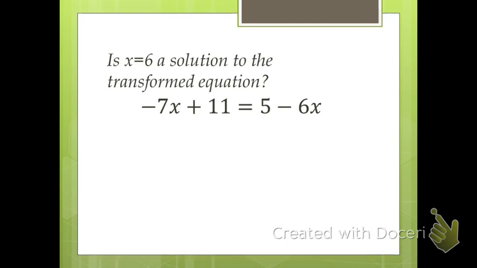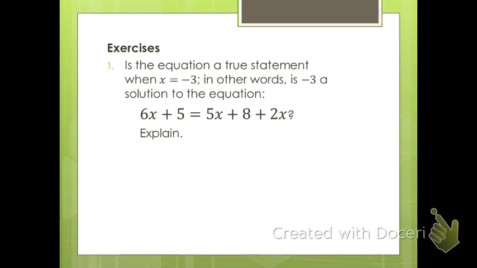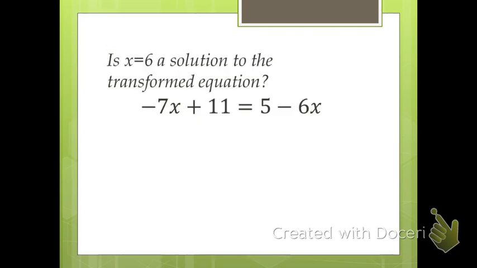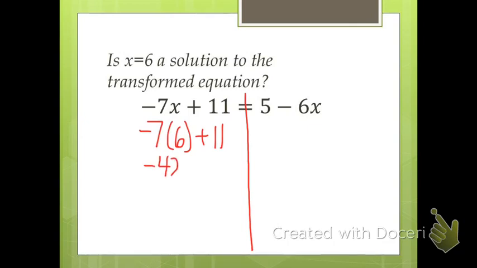Okay, so we're being asked, is x equals 6 a solution to this transformed equation? Now, they do have it in a slightly different form than we left it in before, but that's okay. So we're going to check the left side and the right side to see if, when I put 6 in for the variable, it's a true equation. So we've got negative 7 times 6 plus 11, and negative 7 times 6 is negative 42 plus 11, so this becomes negative 31.